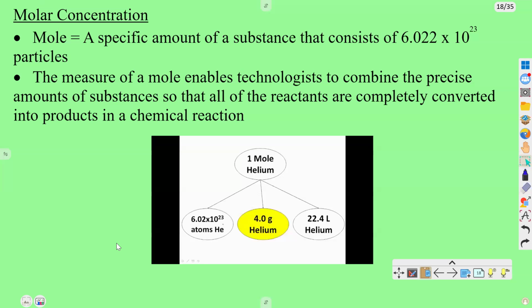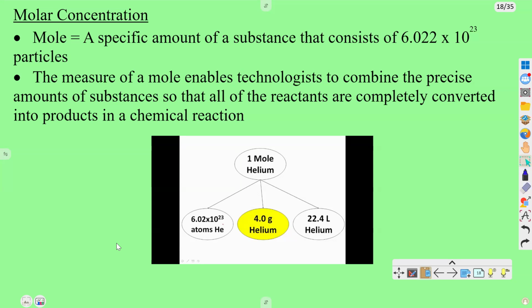We're going to talk about molar concentration. Now, molar concentration deals with how many moles of a substance are found in a volume of solution. Just as a reminder from last year, a mole is a specific amount of a substance. It's calculated to be 6.022 times 10 to the 23 particles.